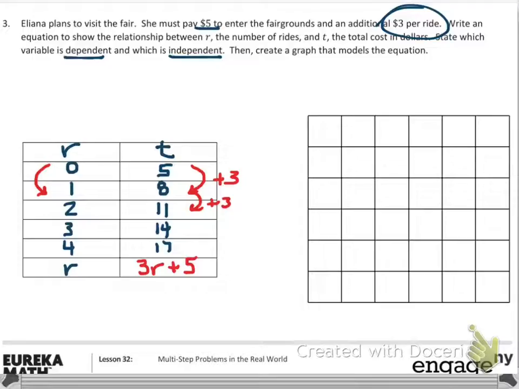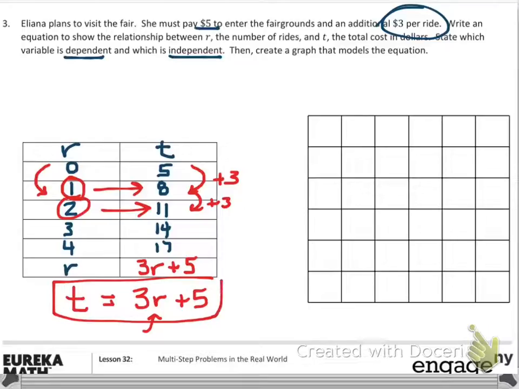So that's my equation. T is equal to 3 times R plus 5. And we can test it by putting a 1 in for R. So 3 times 1 is 3, plus 5 is 8. It's supposed to be 8. Put a 2 in. 3 times 2 is 6, plus 5 is 11. It's supposed to be 11. So this equation is going to work for us. That's our equation.